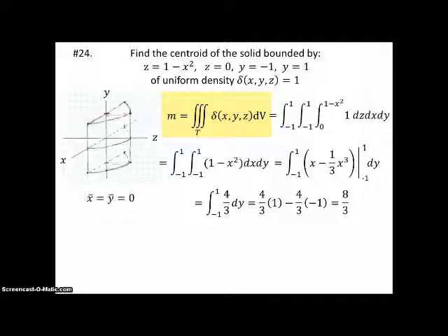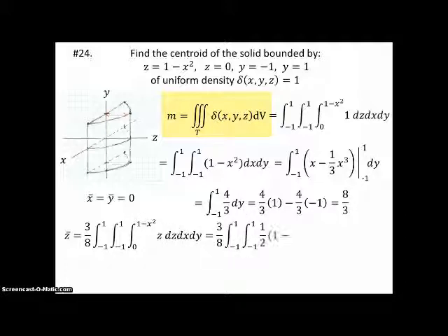Now, we can look at the graph, and pretty obviously the x bar and y bar are going to be 0, because those are the center points. And so it's only z bar that we have to compute. Z bar then is going to be the reciprocal of mass, same integral, only we have to integrate the density times z.